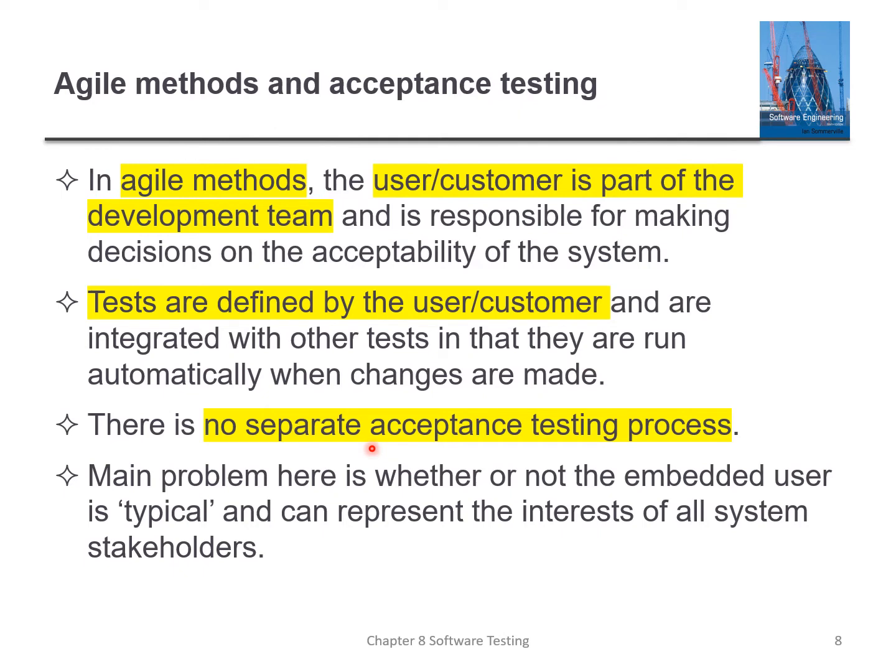Okay, let's see the linking between agile methods and also acceptance testing. As we know, in agile methods, the testing is done in an iterative manner, right, before the next increment. So the user and customer are actually part of the development team, and they help in making the decision whether to accept or not, or to proceed to the next stage. Tests are defined by the user.